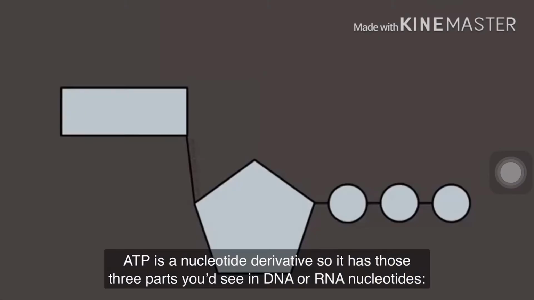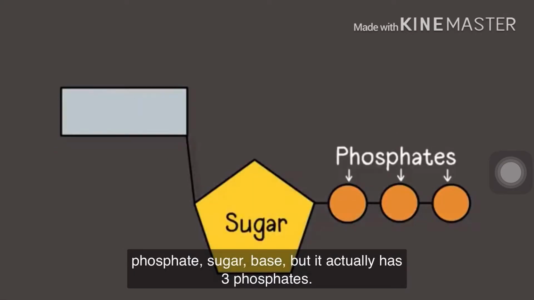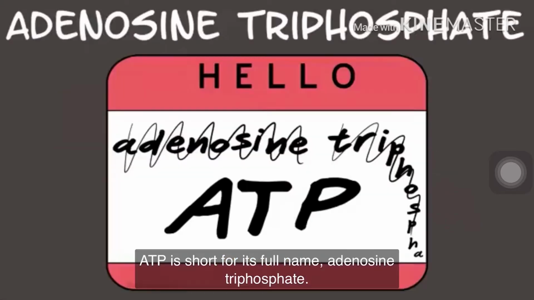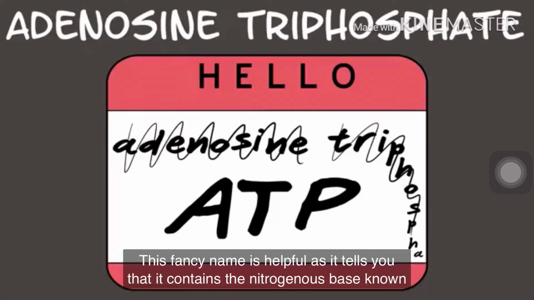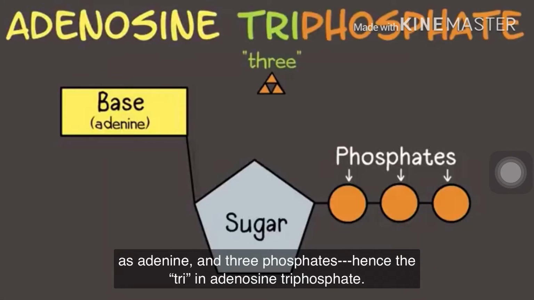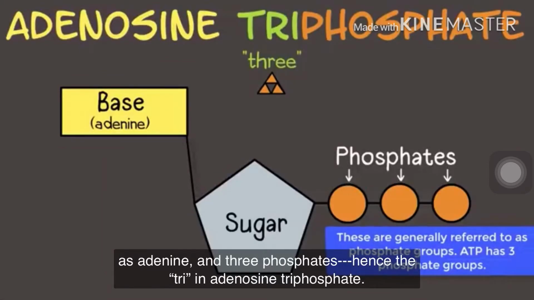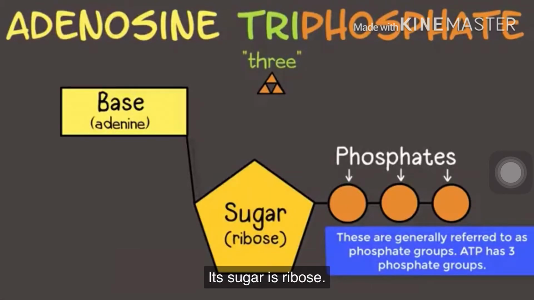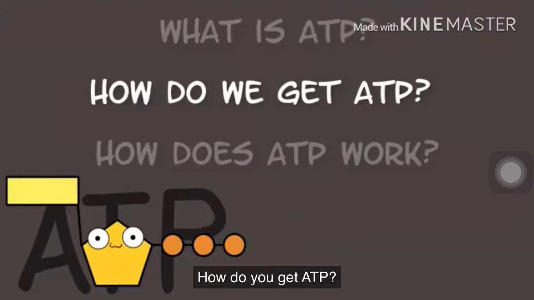ATP is a nucleotide derivative, so it has those 3 parts you'd see in DNA or RNA nucleotides: phosphate, sugar, base, but it actually has 3 phosphates. ATP is short for its full name, adenosine triphosphate. This fancy name is helpful as it tells you that it contains the nitrogenous base known as adenine and 3 phosphates, hence the tri in adenosine triphosphate. Its sugar is ribose.